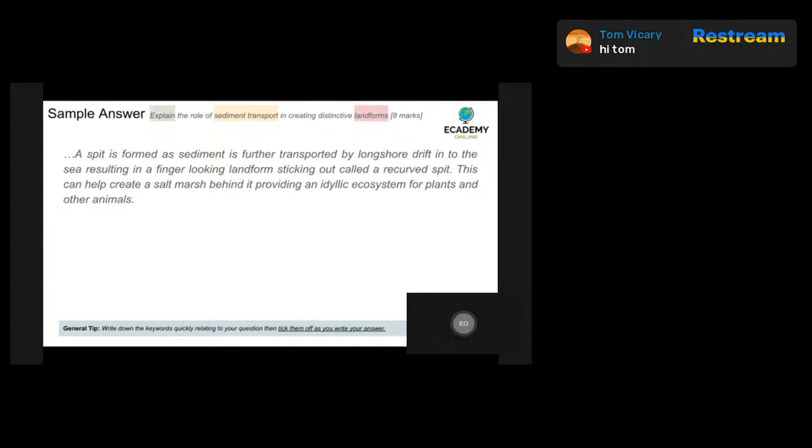So, a paragraph in itself where the candidate has identified spits correctly and has talked about the process that helps create it, and then develops it and says that this then creates another feature called a recurved spit, and then goes on to qualify that with another example of a landform that's created as a result of that one. So this is a very good development of a key point of how a landform is created, assuming that the candidate has previously talked about the role of sediment transport in the creation of these particular landforms themselves.